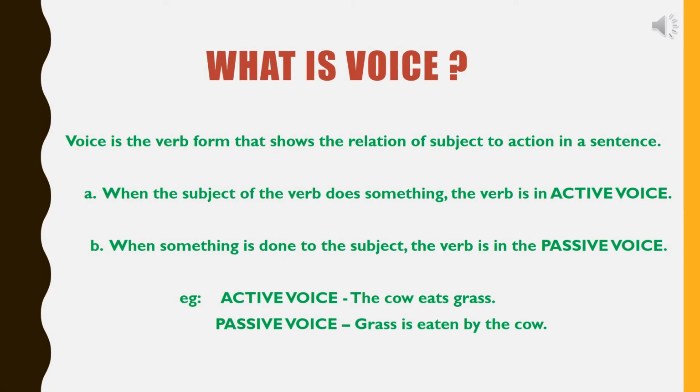What is voice? Voice is the verb form that shows the relation of subject to action in a sentence. When the subject of the verb does something, the verb is in active voice. When something is done to the subject, the verb is in the passive voice. For example, active voice: the cow eats grass. Passive voice: grass is eaten by the cow.